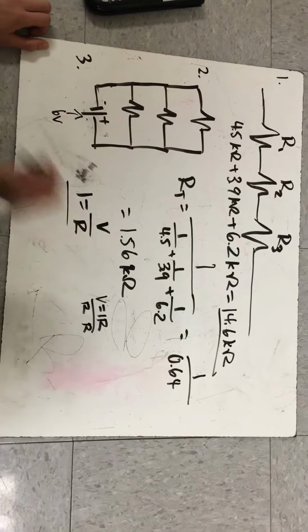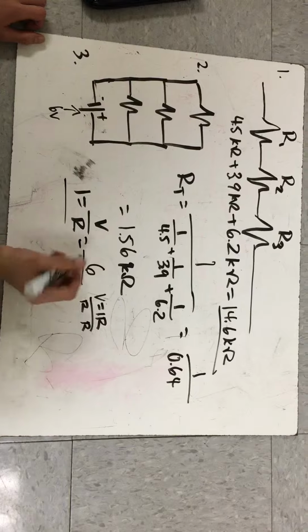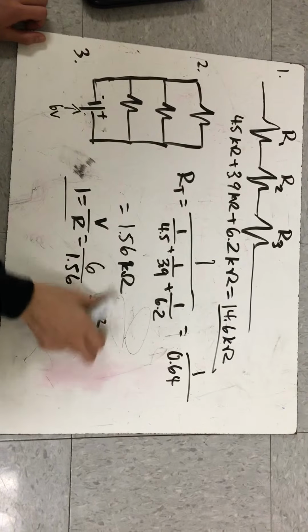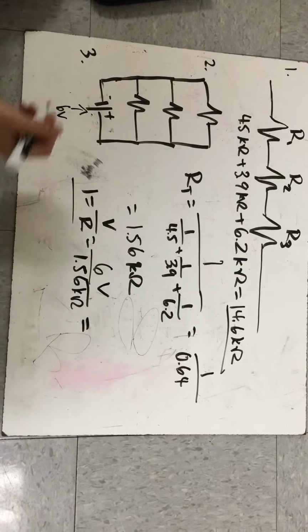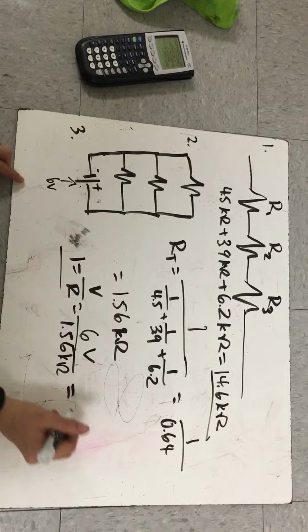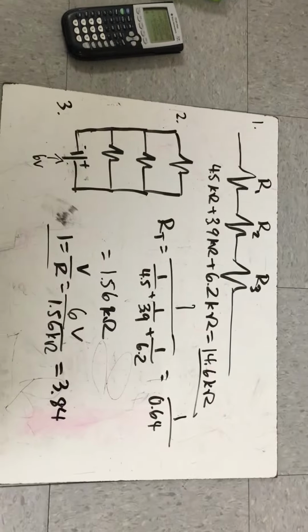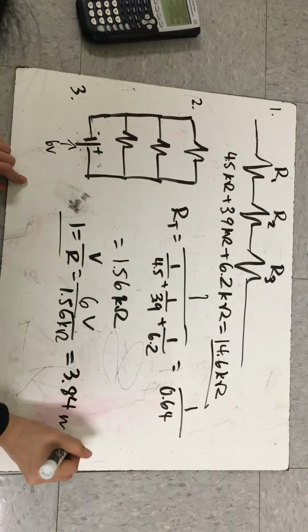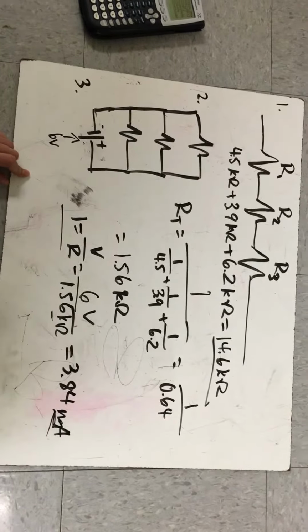So then if we just plug the values in, we have the voltage, they gave us 6, and then the total resistance is 1.56 kiloohms. And then if you divide that, you would get approximately 3.84, let's round it to the nearest hundredth. And then that would be in milliamps, because you have the kiloohms here, so the units have to match up.